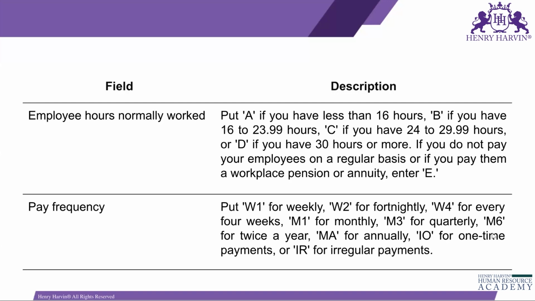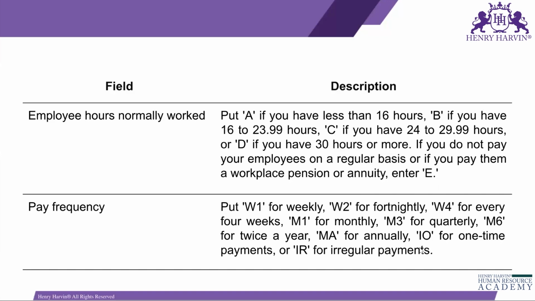Pay frequency also you have to let HMRC know in the EPS. Put W1 for weekly, W2 for fortnightly payroll, W4 for every 4 weeks, M1 for monthly, M3 for quarterly, M6 for half yearly, that is twice a year, and MA for annual payroll. So normally it is M1, you will see mostly.